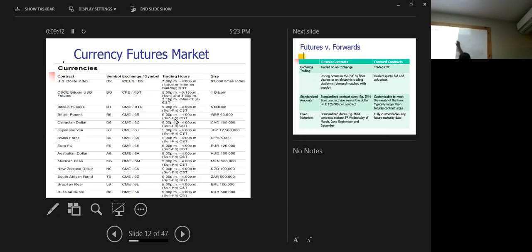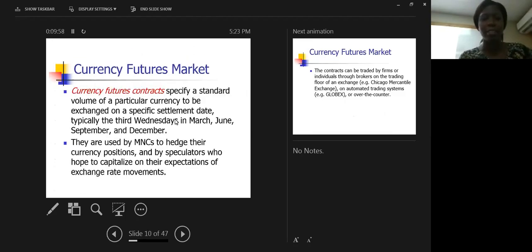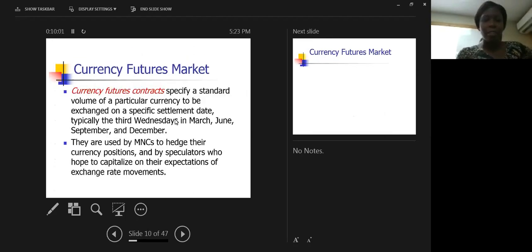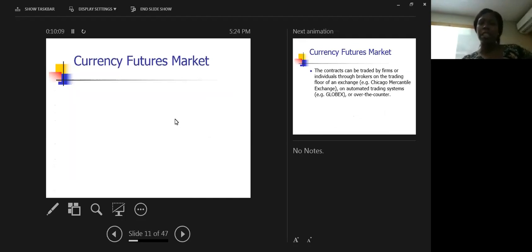And the idea is that you cannot trade the US dollar directly, like how we have all of these, right? You have to use the US dollar index, and 1,000 times the index is the value of the contract, right? So if you're doing currencies, anyway, I just showed that. They are used by MNCs, right, and by speculators to capitalize on the expectations of exchange rate movements, right?